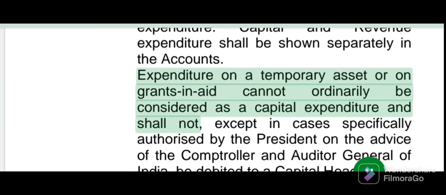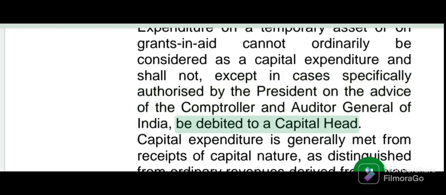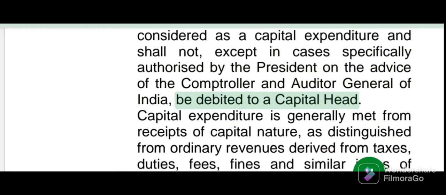Expenditure on a temporary asset or on grants-in-aid cannot ordinarily be considered as a capital expenditure and shall not, except in cases specifically authorized by the President on the advice of the Controller and Auditor General of India, be debited to a capital head.